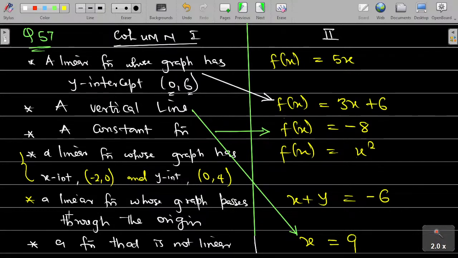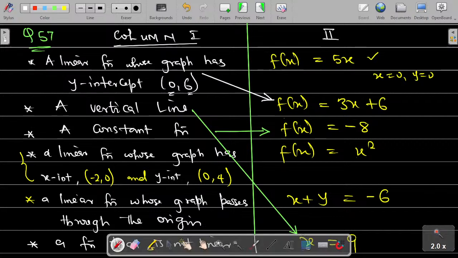A linear function whose graph passes through the origin. A function that passes through the origin is a function where, if you substitute x as 0, you will get y as 0. And that function is the first function here. So if you put your x as 0 here, you'll definitely get your f of x to be 0. So we will join this other function, which is the fifth one here, to this other one. I can use my arrowhead to signify it.